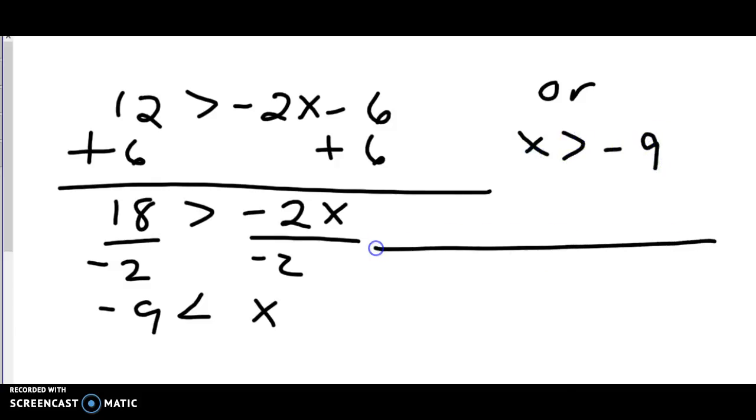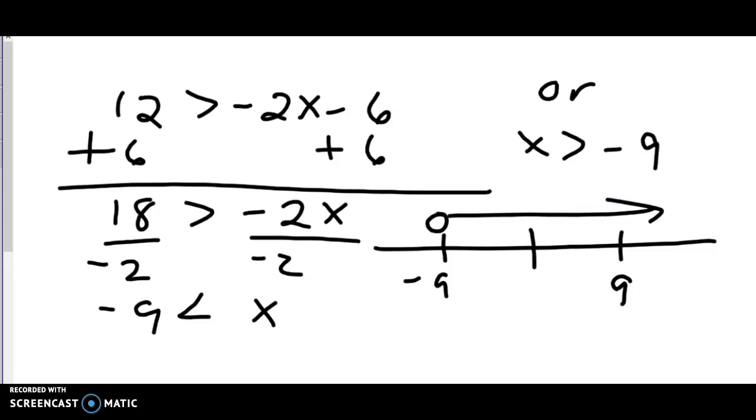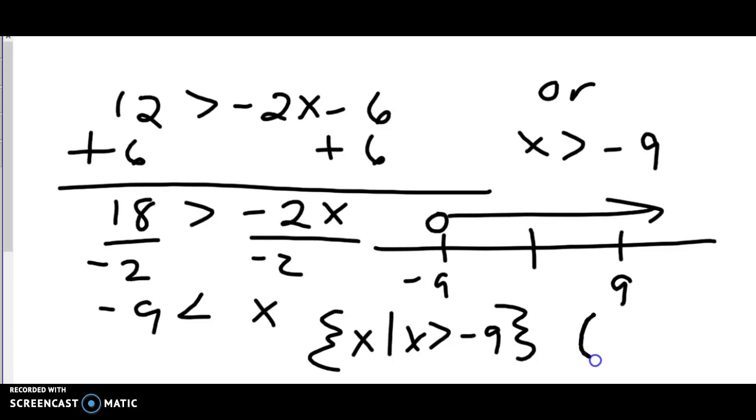So if we put it on a number line, open circle at negative 9, and every single one of those numbers makes that true. Our set notation is the solution set, x is greater than negative 9. And then our interval notation, it starts at negative 9, and it's an open circle, and then it goes to infinity. All right, let's look at Desmos.